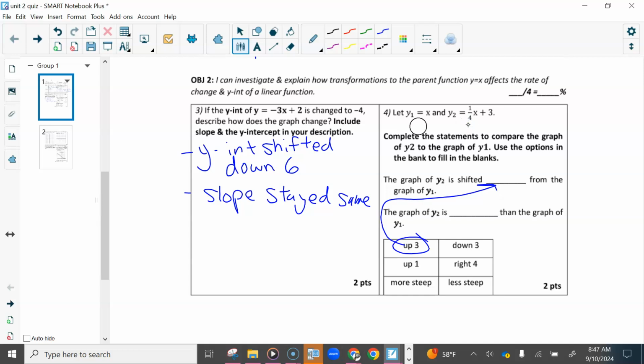Is this more steep or less steep? Less steep. Okay. Just so that we're all on the same page, the right is just there to throw you off. Nothing ever moves right or left. It's always up or down for y-intercept, and then steeper, more steep, less steep for slope.